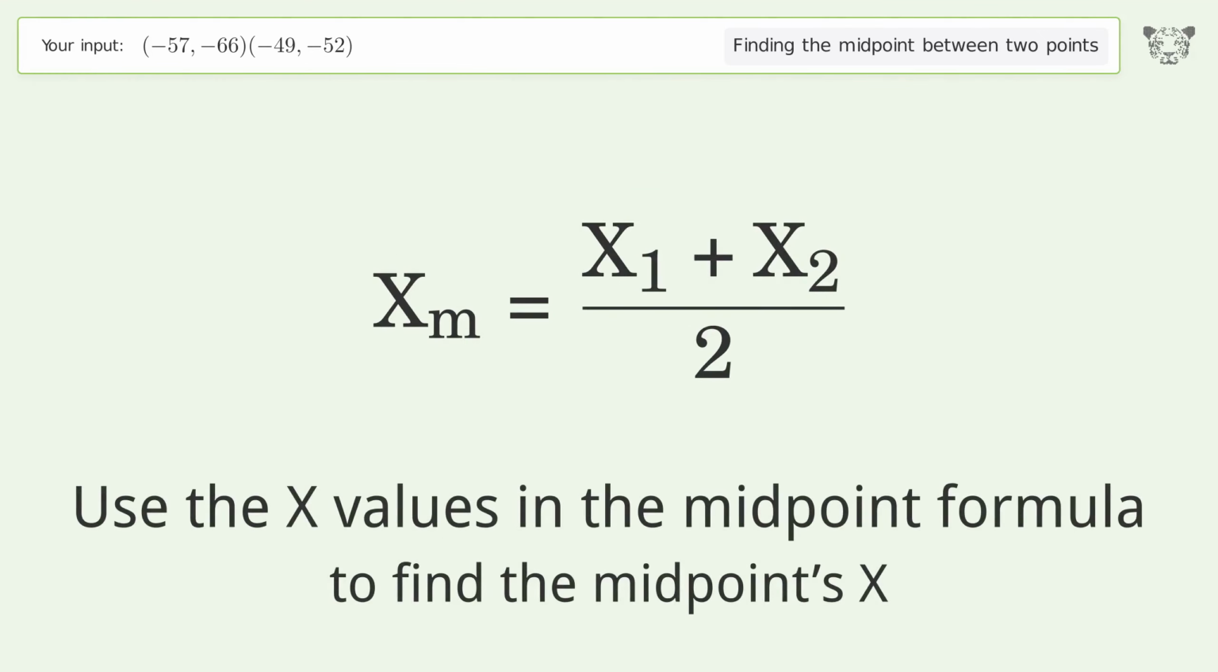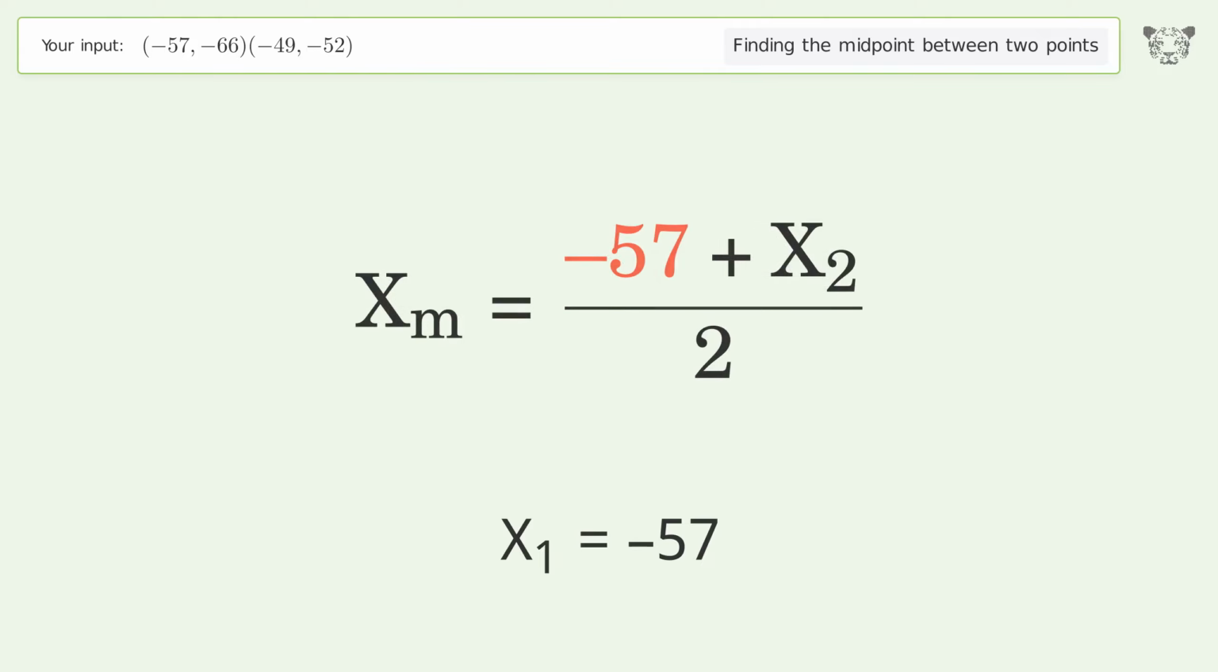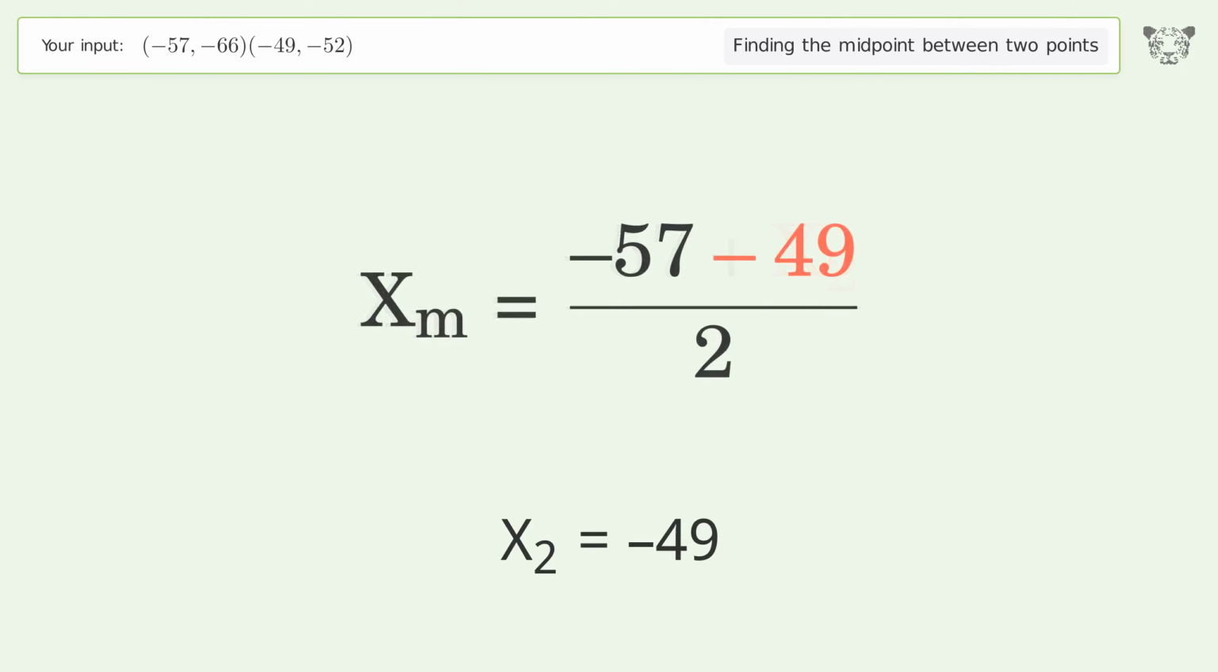Use the x values in the midpoint formula to find the midpoint's x. x1 equals -57. x2 equals -49. Simplify the arithmetic.